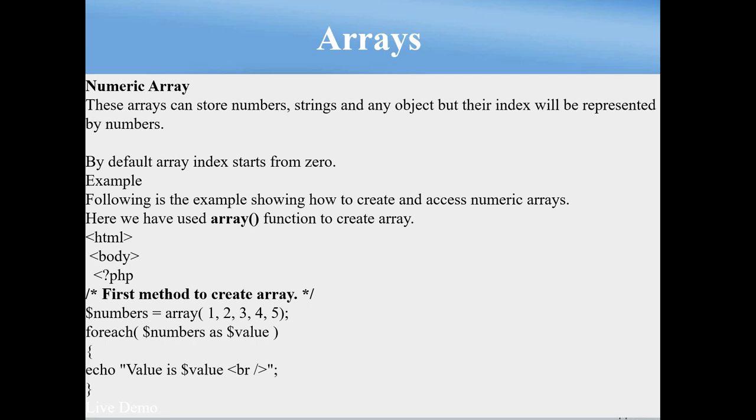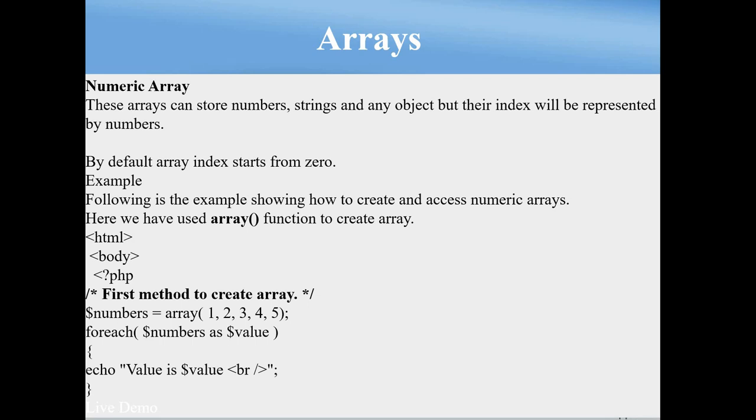Now in detail, we are going to see about the numeric array. It can store numbers, strings, and any object, but their index will be represented by numbers. So in a numerical array, the index will be represented by numbers. If it is represented by numbers, then it is called a numeric array. By default, the array index starts from 0.